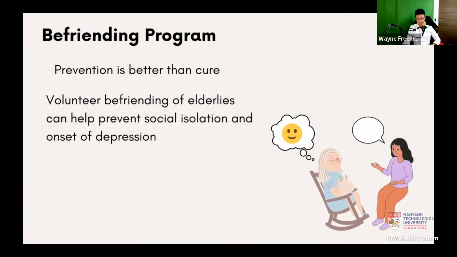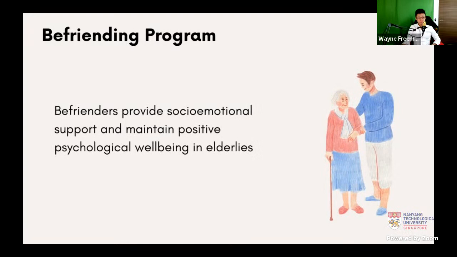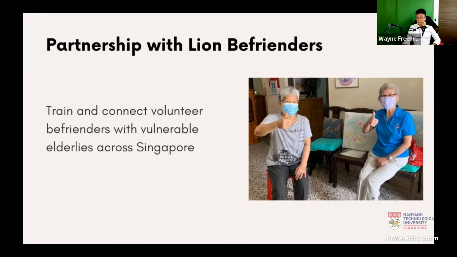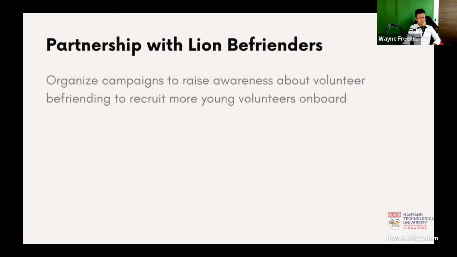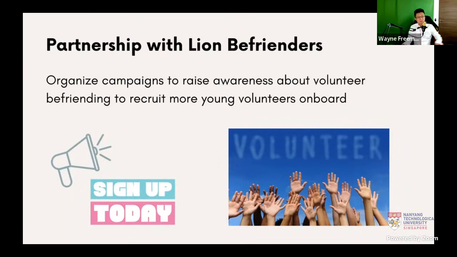Volunteer befriending of elderly can prevent social isolation and onset of depression. Befrienders provide social-emotional support to lonely elderly and maintain positive psychological well-being. CPGP can consider partnership with Lion Befrienders, which helps train and connect volunteer befrienders with vulnerable elderly across Singapore. With the rising number of elderly living alone, it is crucial to ensure there are enough volunteers to support them. As Singapore further eases COVID guidelines, CPGP can partner with Lion Befrienders to organize campaigns and raise awareness about volunteer befriending, especially to young volunteers.